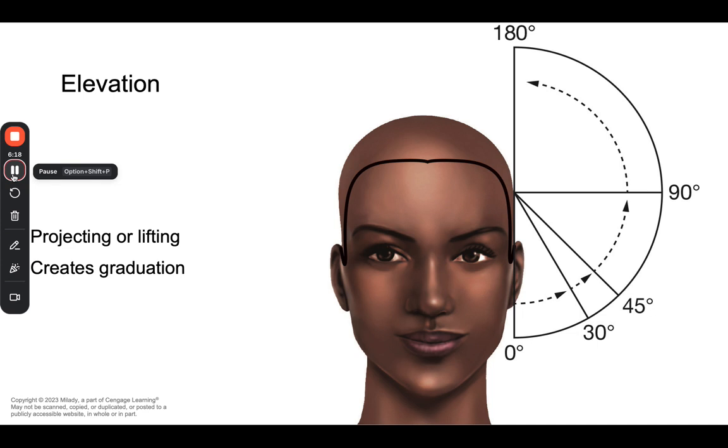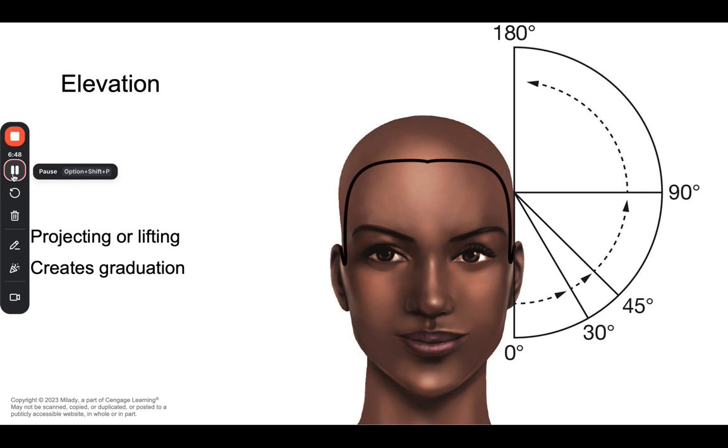In hair cutting, we often talk about elevation. Elevation is known as projection or lifting. It is the degree at which a section or subsection of hair is held or elevated from the head when cutting. Elevation creates graduation, a gradual progression of lengths from longest to shortest that are cut to a fixed guideline. It is usually described in degrees.